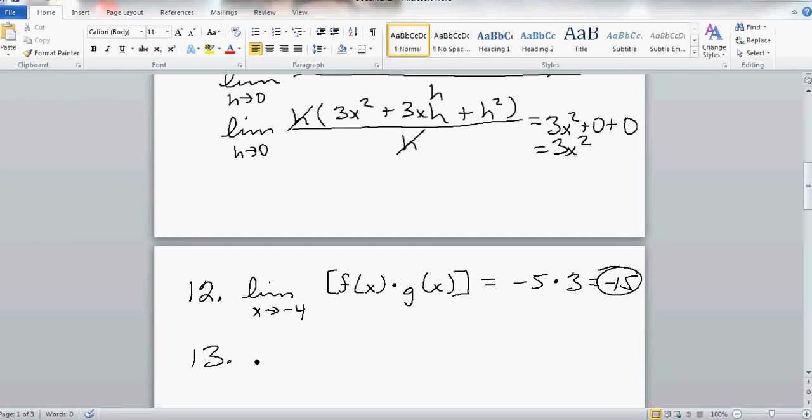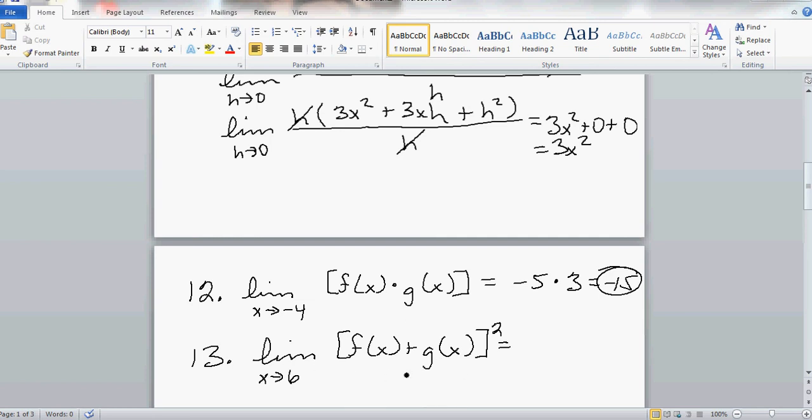Number 13 asks, what is the limit as x approaches 6 of f of x plus g of x, that whole quantity squared? And we're given the limit as x approaches 6 of f of x and the limit as x approaches 6 of g of x. And so all we have to do is basically plug it into this expression.